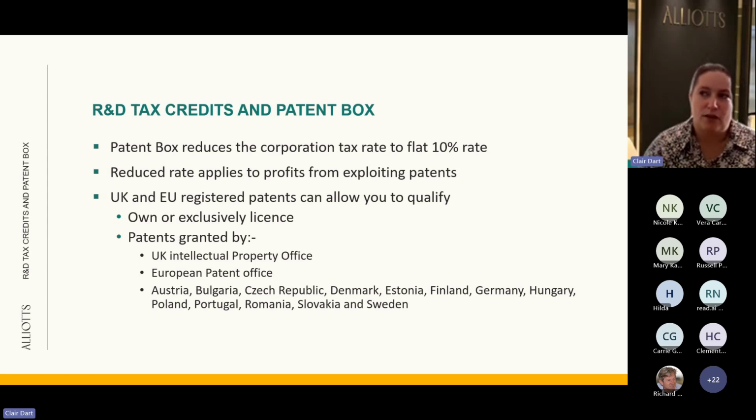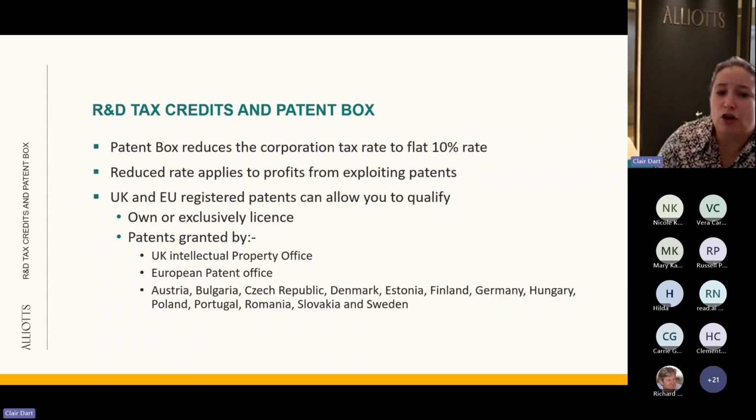With corporation tax rates having risen recently, as I said, they used to be 19%, they're now 25%, the saving is greater. That 10% rate hasn't changed. So we're now looking at saving 15% rather than 9%, and it's much more valuable than ever.